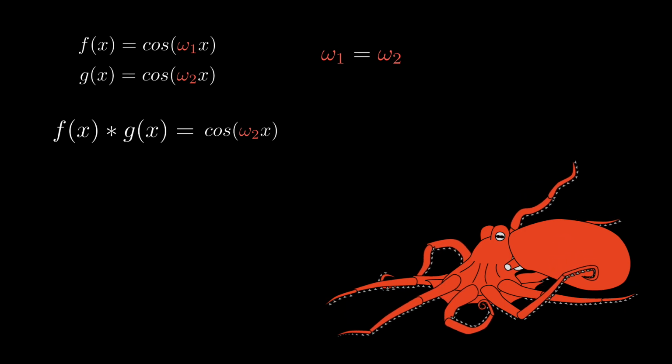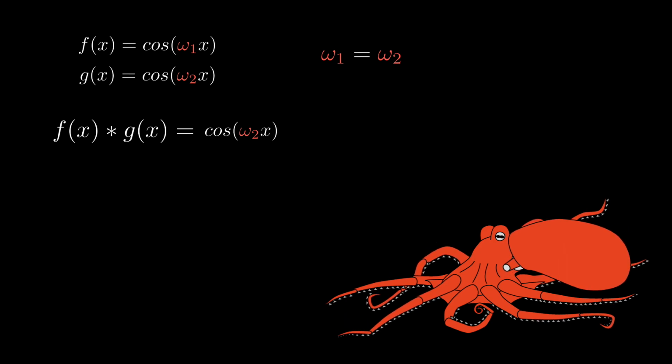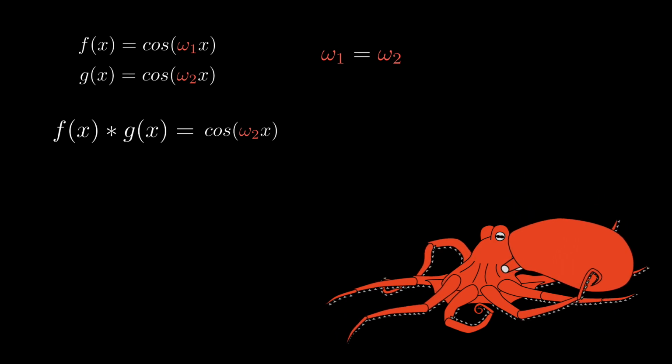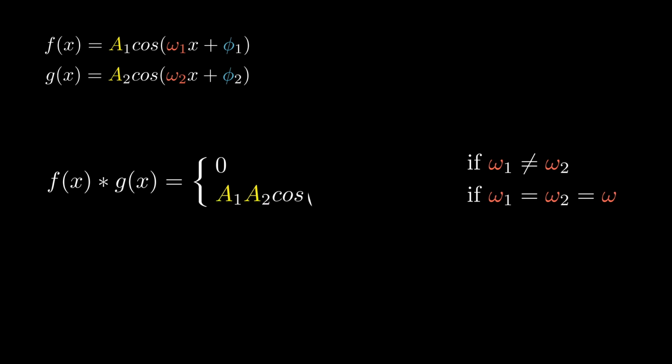A challenge for you in the comments: explain where the factor of a half comes from. A hint: there's another case where the integral does not equal 0. See if you can find it. So long as they have different frequencies, the convolution of any two sinusoidal functions will always be 0. Furthermore, it's elementary to prove that if the two functions have the same frequency, then their convolution will be a sinusoid that has the same frequency, an amplitude equal to the product of the amplitudes of the sinusoids, and a phase equal to the sum of the phases of the sinusoids.